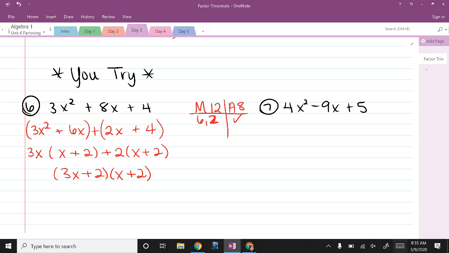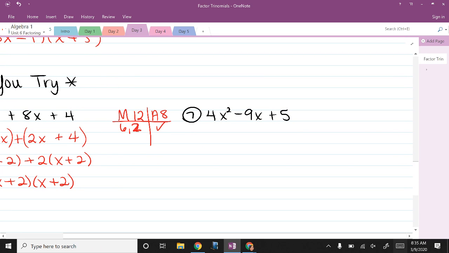All right, number 7 was a little bit more complicated because we do the table for number 7 and we want two numbers that multiply to get what? Positive 20 and add to get what? Negative 9.